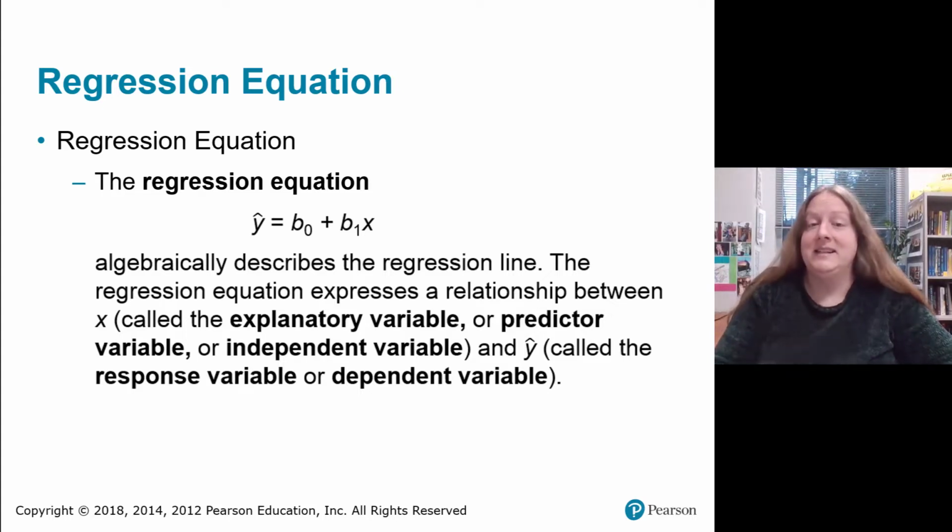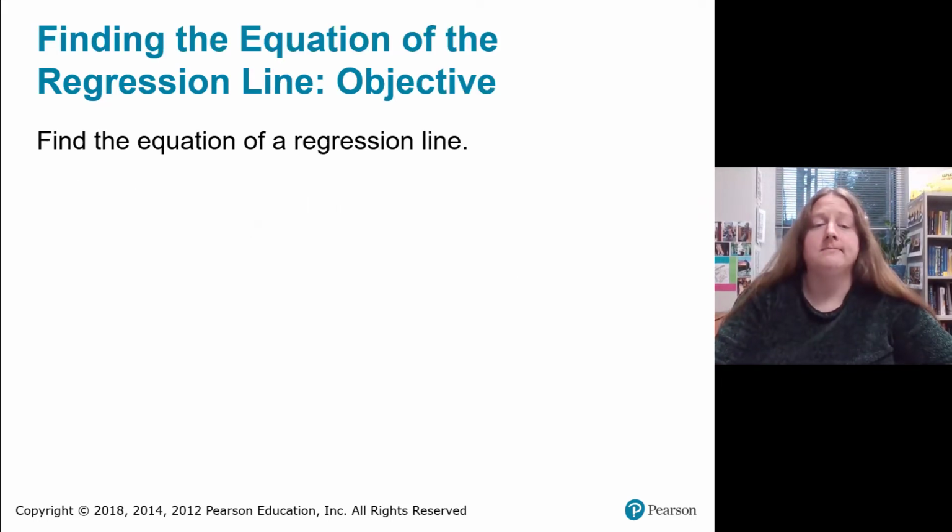Y hat is a predicted value, instead of the actual value for a data point, which will just be y. The predicted one will have a y hat, that little fancy hat on top. And that's our response variable, or dependent variable, or predicted value. So our goal is to find the equation of a regression line.